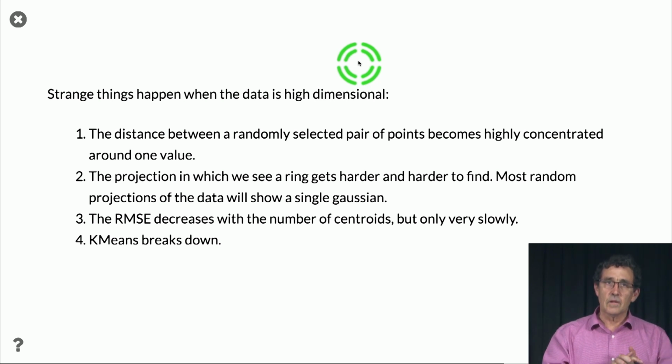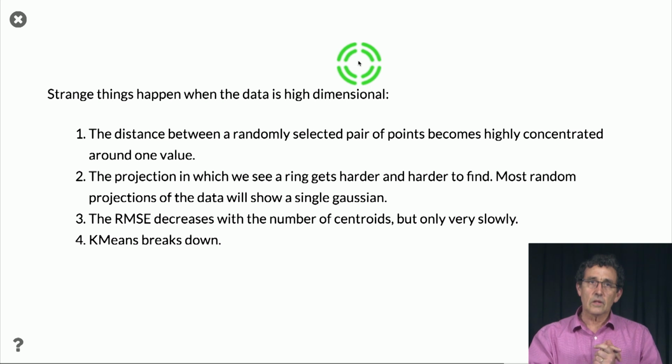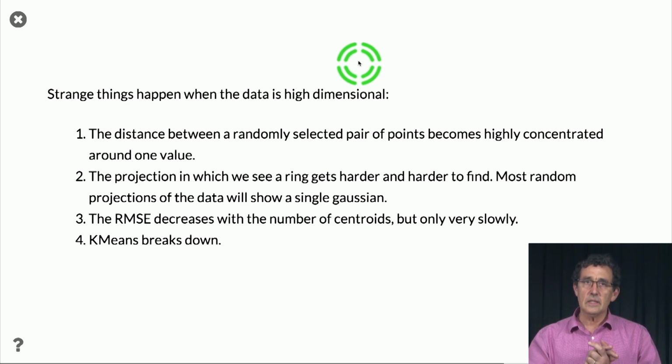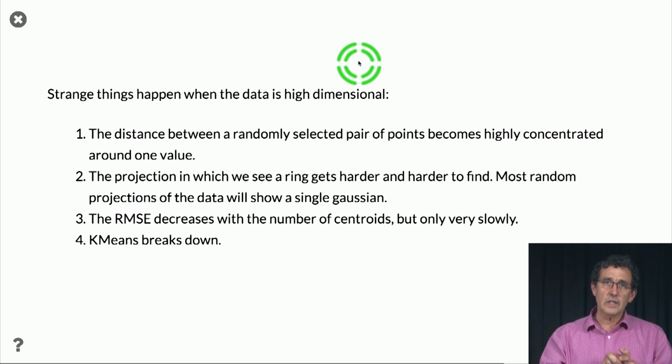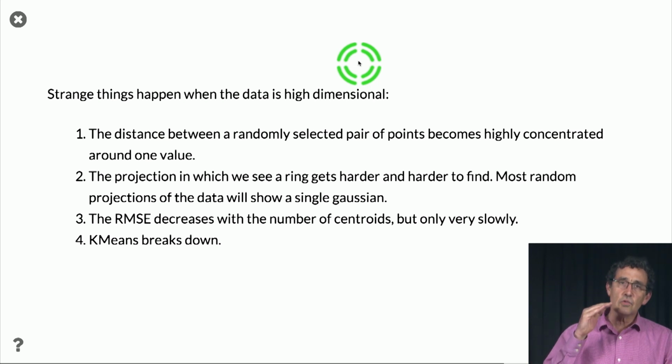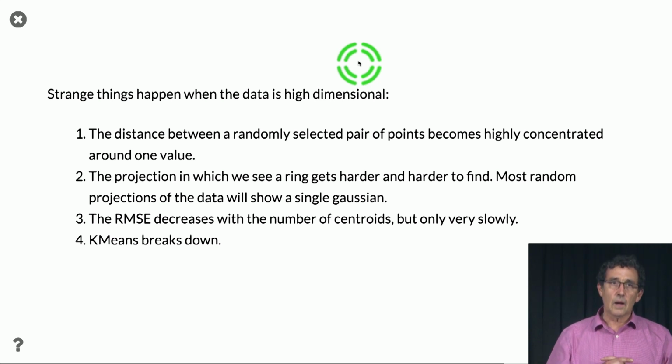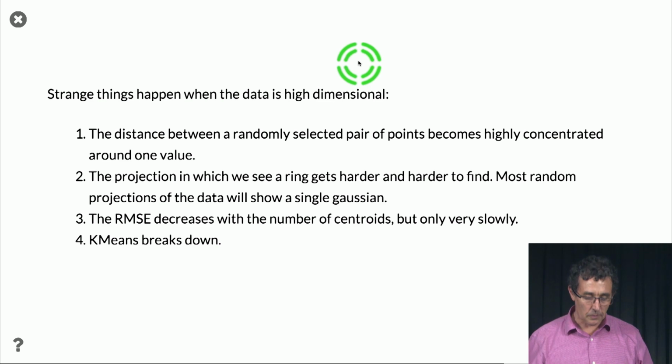Okay. And the last thing is that RMSE decreases with the number of centroids, but it decreases only extremely slowly. So basically, you can add more and more points to your k-means, but you are basically not improving the RMSE. And finally, k-means really breaks down. So what you get from k-means is not very useful.